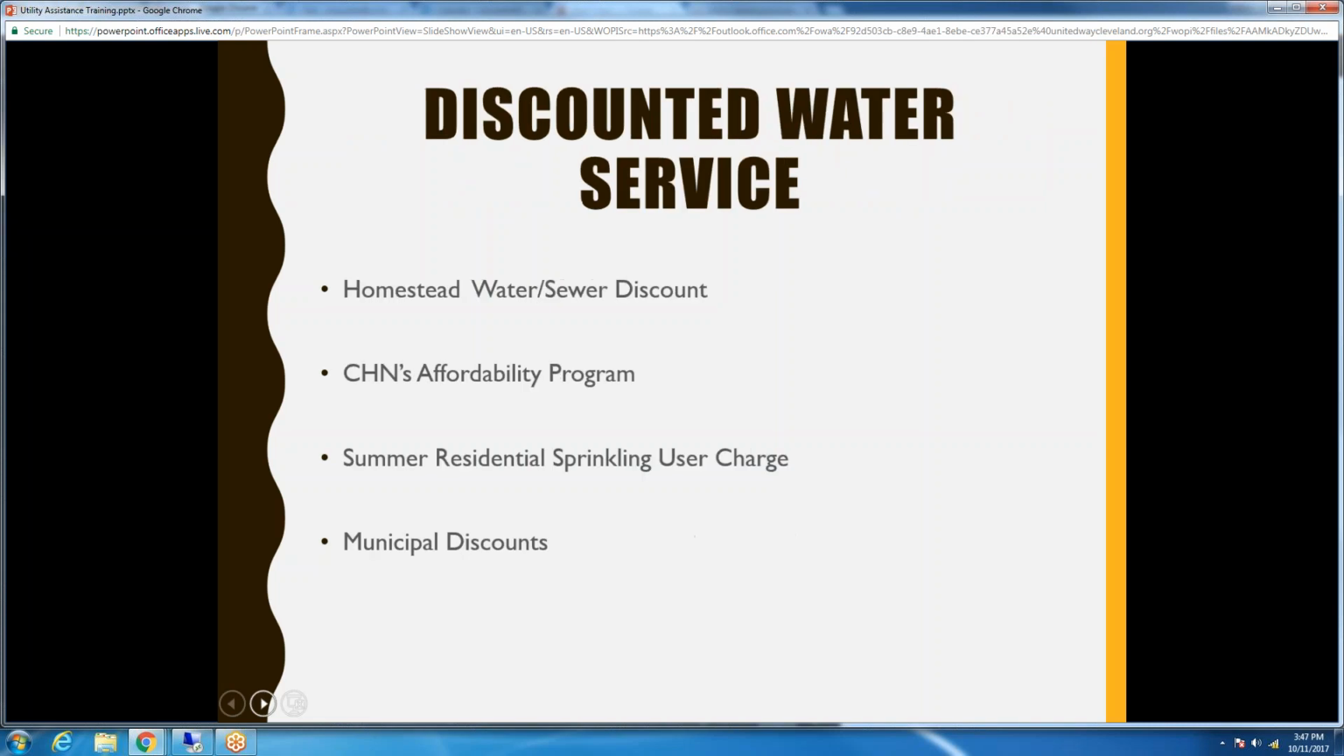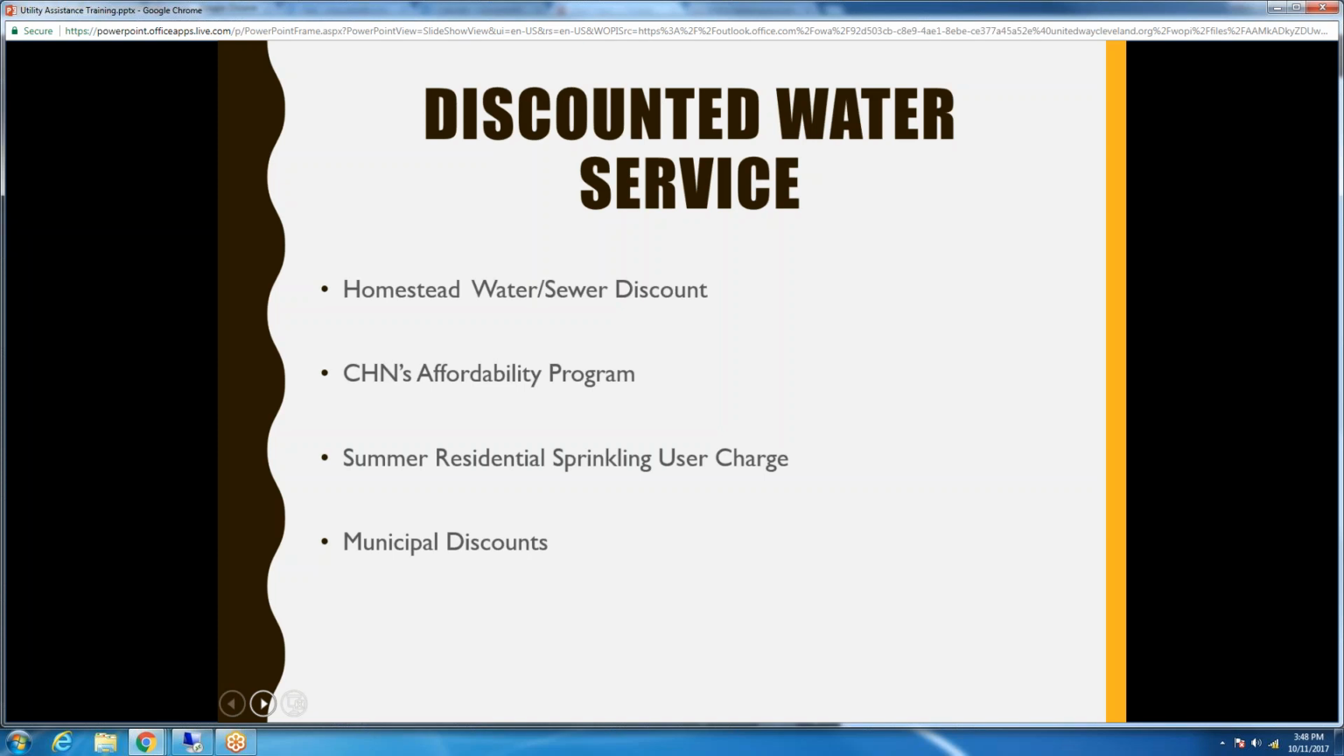Okay, so I'm going to go over discounted water service first here. We have the Homestead Water Sewer Discount, which provides a discounted water and sewer rate to eligible seniors and disabled individuals. It serves a big chunk of Cuyahoga County, except for some cities. I'm not 100% sure how this is set up, so you may have to read and refer, but hopefully it only comes up for those cities that are part of that plan. The city of Canton also has a homestead discount.